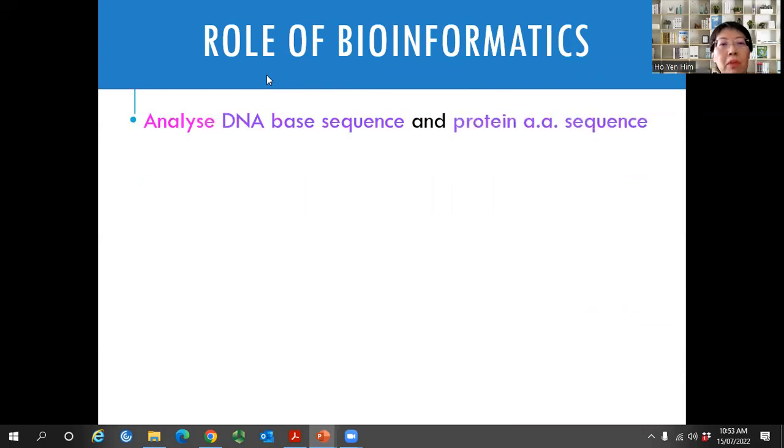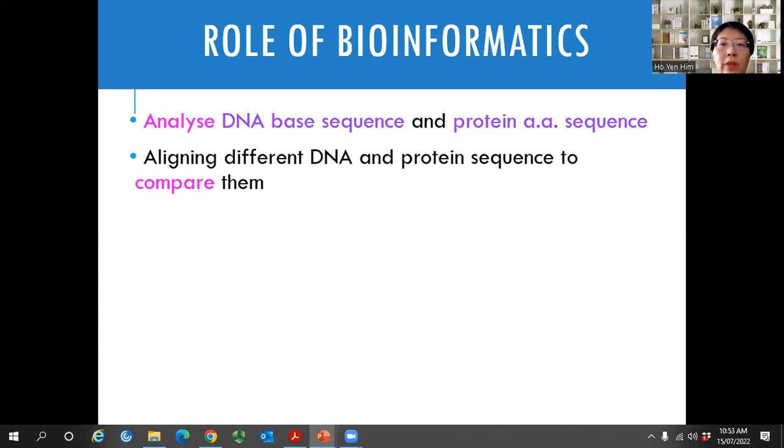Then, after this bioinformatics system has been developed, what can it be used for? So these are examples of the use of this bioinformatics, because you can use it to store, to retrieve the data, to compare the data, to analyze the data. So number one is to analyze the DNA base sequence and protein amino acid sequence. So what is the base sequence of this gene? What is the base sequence of the COVID virus? Or what is the RNA sequence of the COVID virus? What is the protein amino acid sequence of the antigen of the virus?